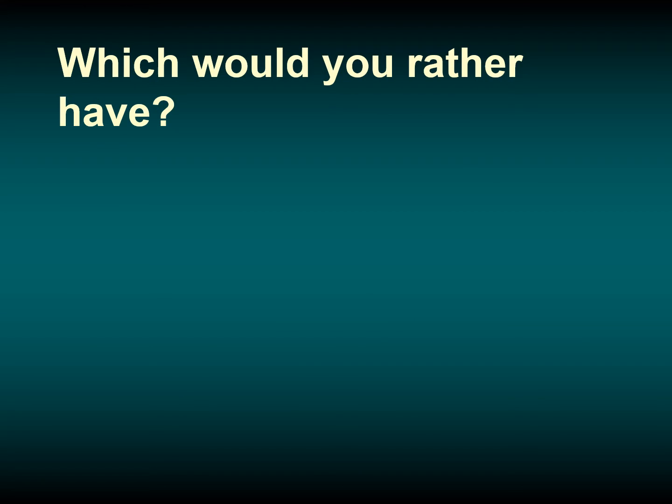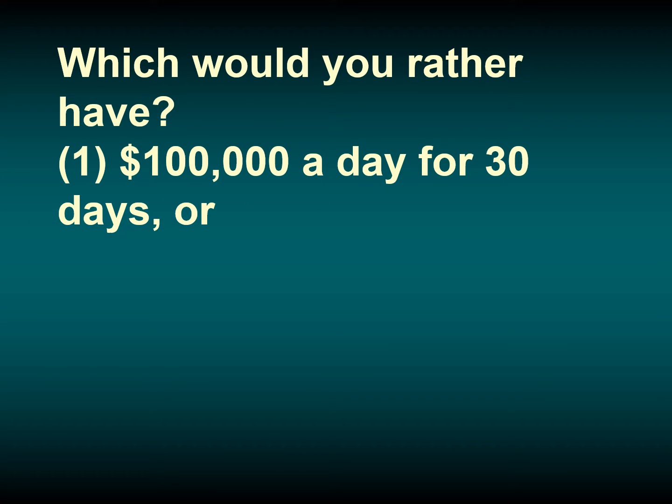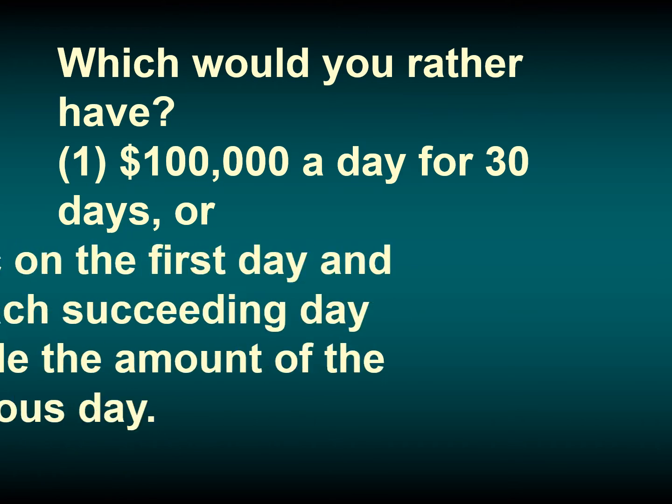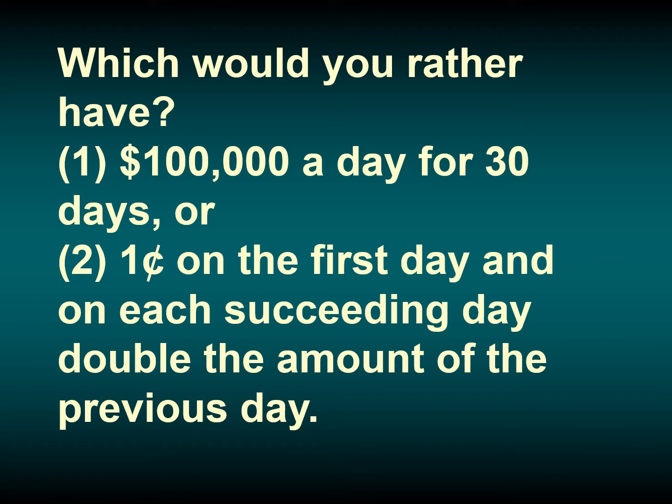So which would you rather have? Would you rather have $100,000 a day for 30 days? Or would you rather have 1 cent on the first day and then on each succeeding day double the amount of the previous day? So looking at these two options, option 1 looks pretty good from the start.